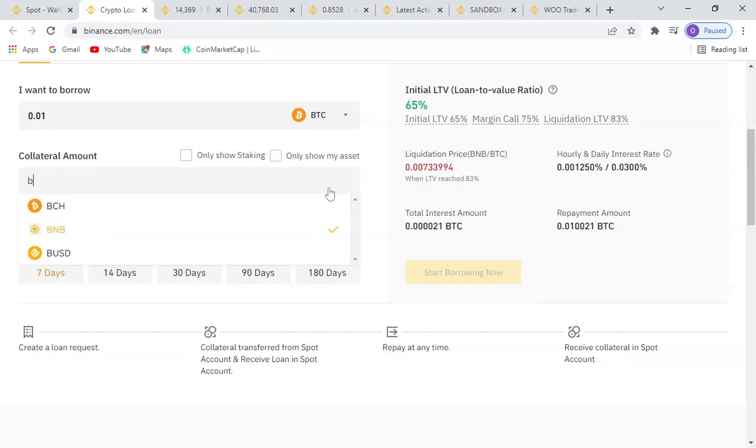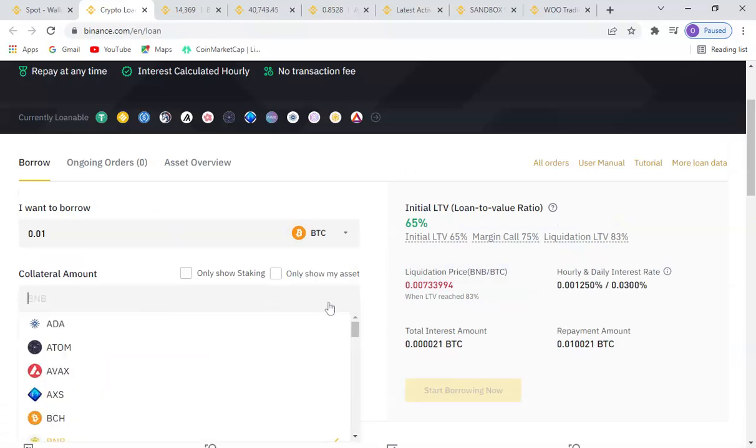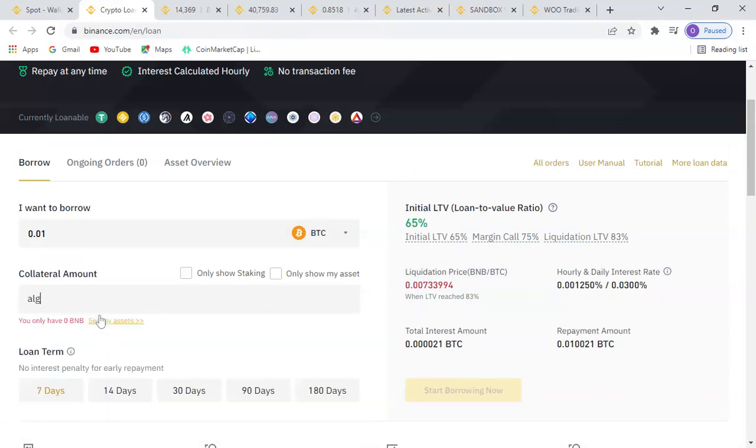We are now going to use the assets we have in our wallet, which is BUSD, or we can also use some Argo since we have Argo tokens. So we're going to input Argo to see how many Argos will be needed as collateral for this loan process to push through. Once we click on Argo, we're going to wait for this to load up for us to see the amount of Argo that is needed to collect this amount of cryptocurrency on the Binance platform.